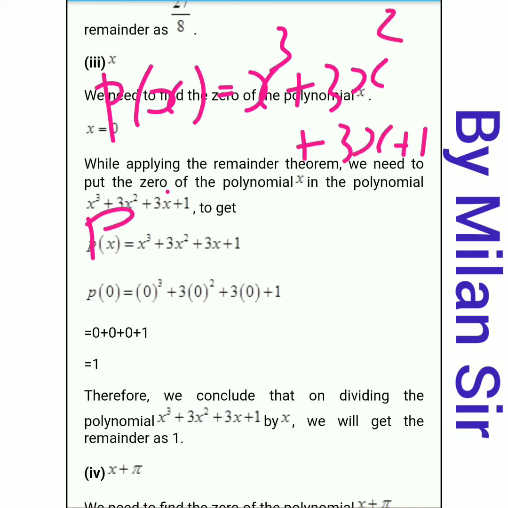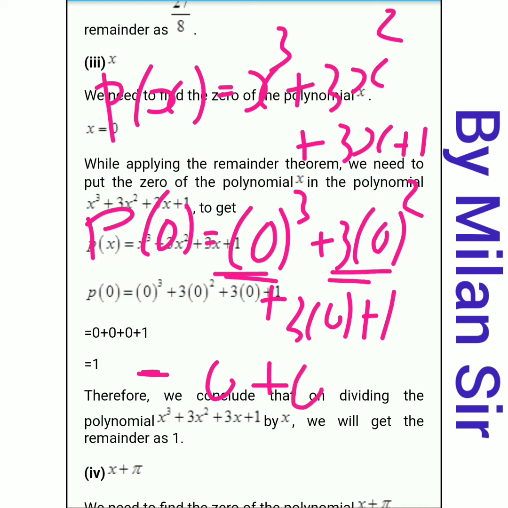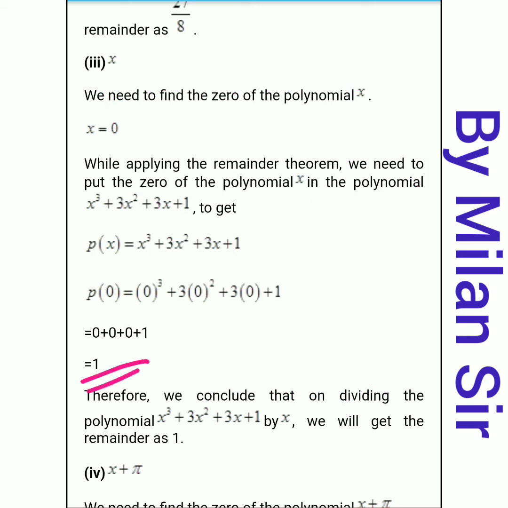Now put x equal to 0 here. So 0 all cube plus 3 into 0 square, 3 into 0, plus 1. First of all, 0 cube is 0, 3 into 0 is 0, 3 into 0 is 0, and finally plus 1. So 0 plus 0 plus 0 plus 1 is equal to 1, right? So p of 0 is equal to 1. This is our remainder. So our remainder is equal to 1.